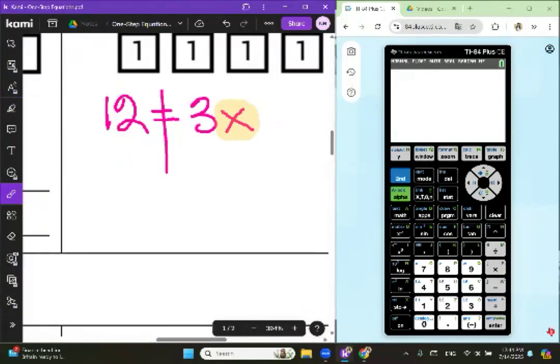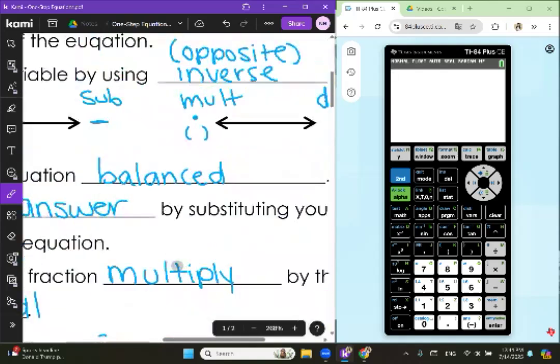So I'm going to split up my sides into left and right. This time I notice that my x is on the right side, so my numbers have to be moved to the left side of the equation. 12 is already on the left side of the equation, so it means that I need to move the 3 from the right side to the left side, okay? The only way to move this 3 is to use inverse operations, is to do the opposite, right?